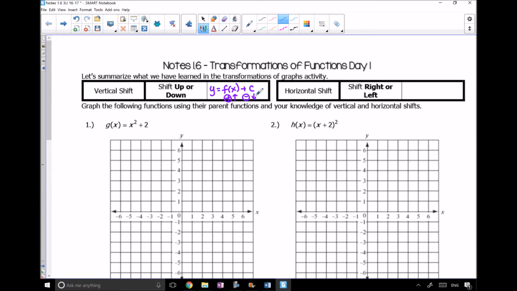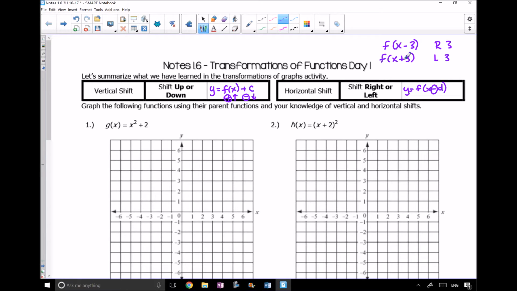Okay? And then remember, if we have a horizontal shift, this is the one that kind of is backwards, right? So what ends up happening is we end up getting y equals f of x minus d right here. And the reason why this is a negative is because it goes backwards. So for example, if I have f of x minus 3, that means it went to the right 3 units. If I have f of x plus 3, that means it went to the left 3 units because we always take the opposite sign right here.